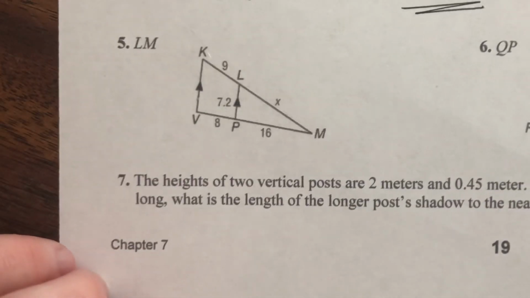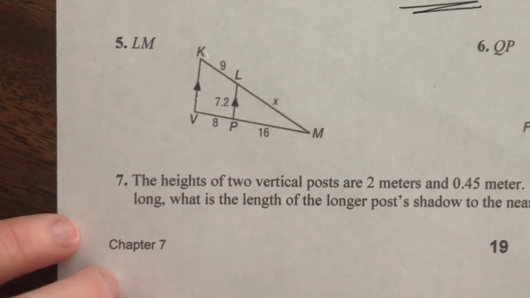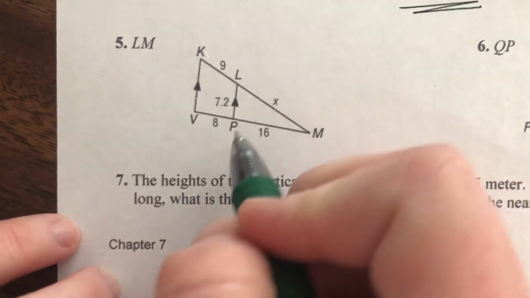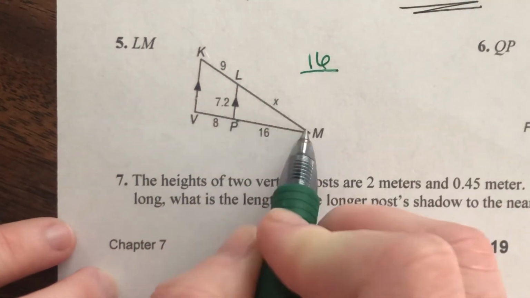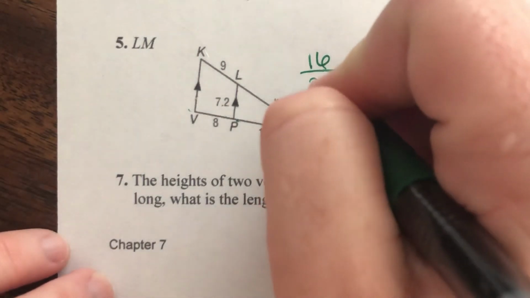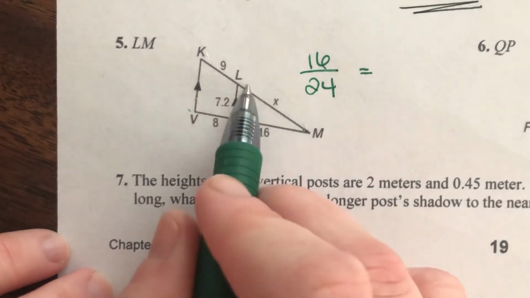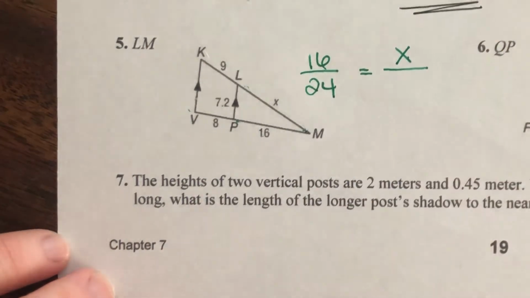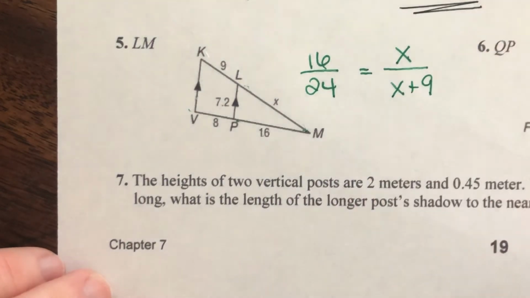Okay, and then 2 more, and then a word problem. Number 5 here, we have the big triangle and the little triangle, right? So I'm going to go little to big. So I'm going to say 16, this little guy, compared to the whole side here, which is 16 plus 8, which is 24. That's going to be equal to this little side here, x, compared to the whole thing, which is x plus 9.